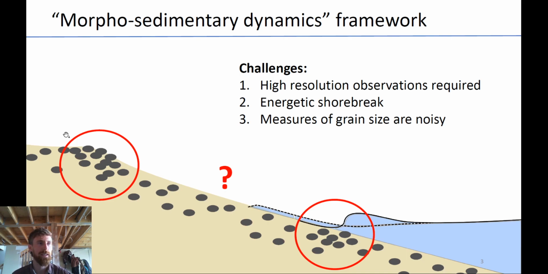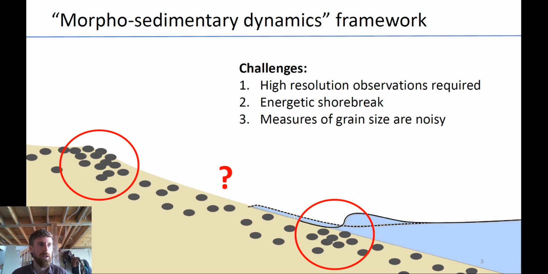However, quantifying the coevolution of morphology and grain size in a meaningful way is difficult for a number of reasons. One, observations are required with high resolution in space and time, which is particularly challenging in the swash zone. Observation methods in the swash zone, particularly of coarse-grained beaches, must contend with the energetic and potentially damaging shore break.